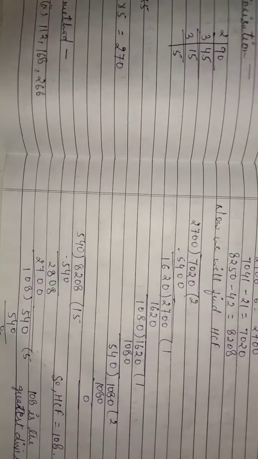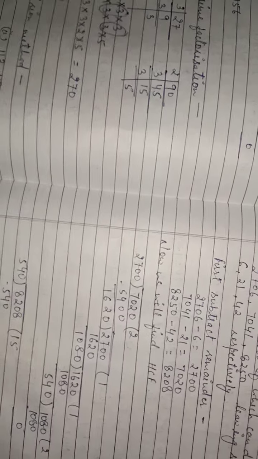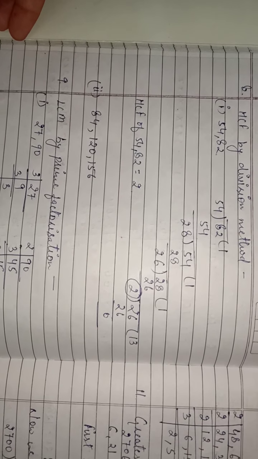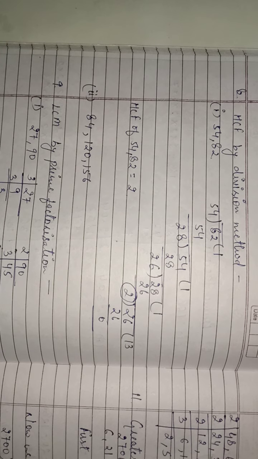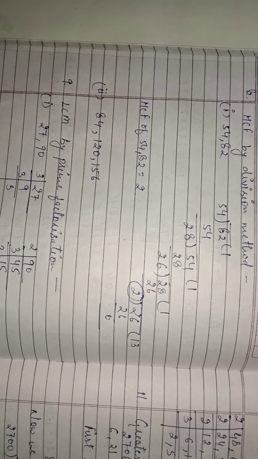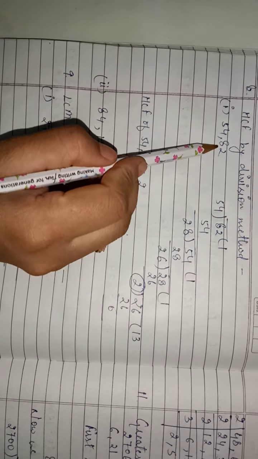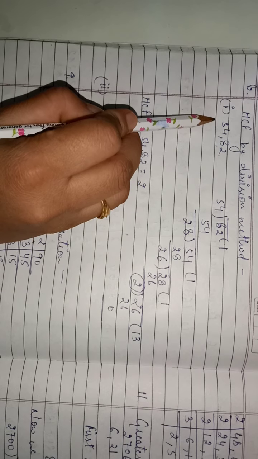And now going to the 8th part, we have to find the HCF by division method. So by division method, we know that we divide the greatest number by the smallest number.